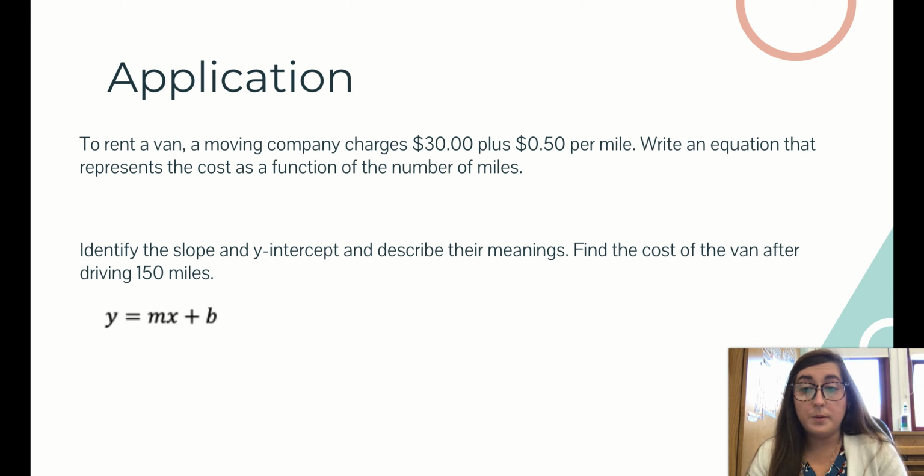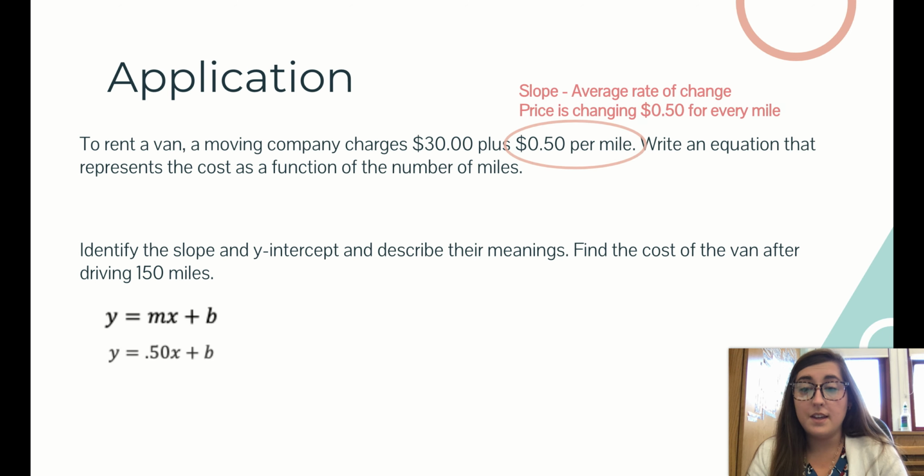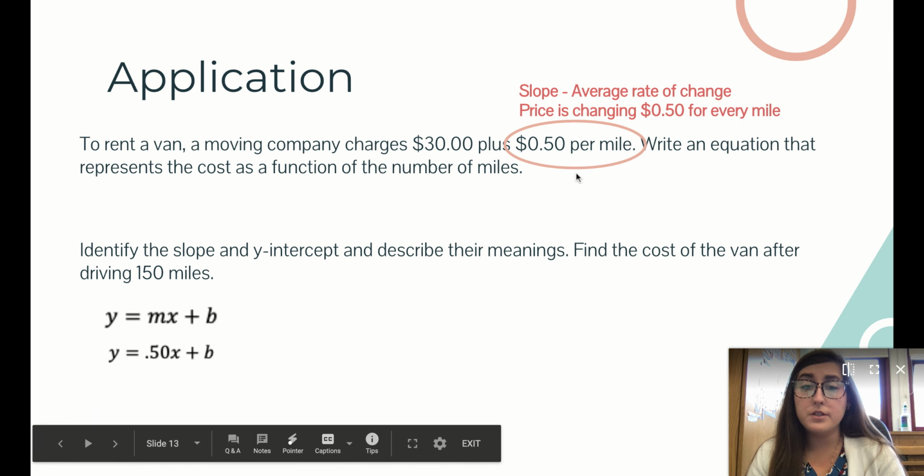still using slope-intercept form, which is y equals mx plus b, and we want to identify our slope. So remember, your slope is your average rate of change. So your price is changing 50 cents for every mile. So that word per is a helpful hint for identifying your slope. Every time you're talking about your slope and you see that word per, that most likely will be your average rate of change. Because how much is the total changing? Well, it's changing 50 cents per mile. So that's how much it's changing. So our slope is 50 cents.